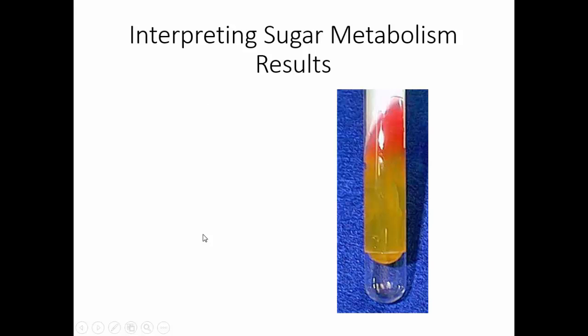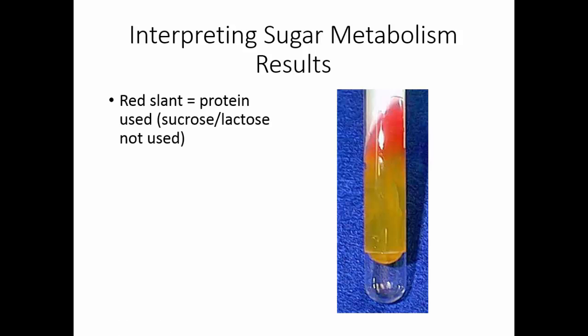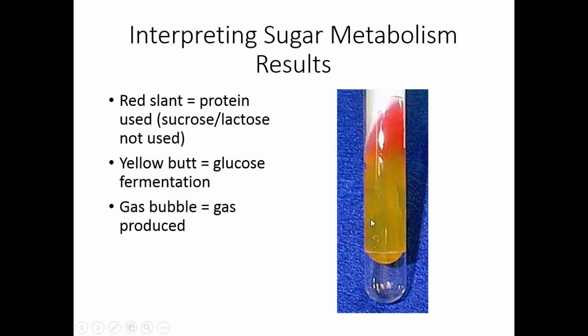Here's another tube. This one has a red slant. So the red slant indicates that protein was used. Sucrose and lactose could not be used by this organism. The utilization of protein gave us alkaline conditions that can only occur aerobically, and we only have aerobic conditions on the slant. But the butt is yellow. That indicates that glucose was fermented. We also have the gas bubble. This would be reported as K/AG. K for the alkaline slant and AG for the acid and gas produced in the butt.